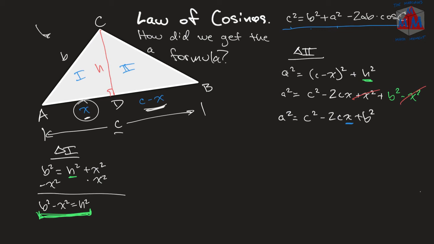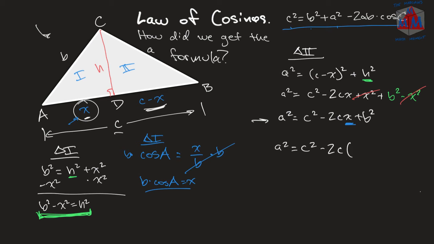So how do I solve for x using triangle number 1? This time I'm going to do it in blue. I can use a trig function. I'm going to use cosine of A. And I'm going to choose cosine because it gives me this x right here, because that's adjacent. I'm going to divide it by the hypotenuse because cosine is adjacent over hypotenuse. Solving for x, multiply both sides by b, and I get b times cosine A equals x. And there's my x. So I'm going to rewrite this formula here as a squared equals c squared minus 2c times b times cosine A.